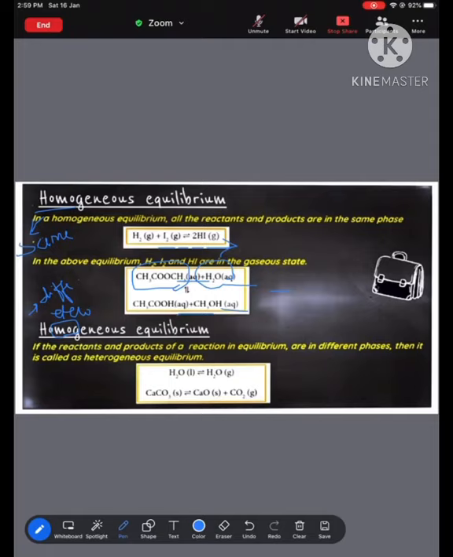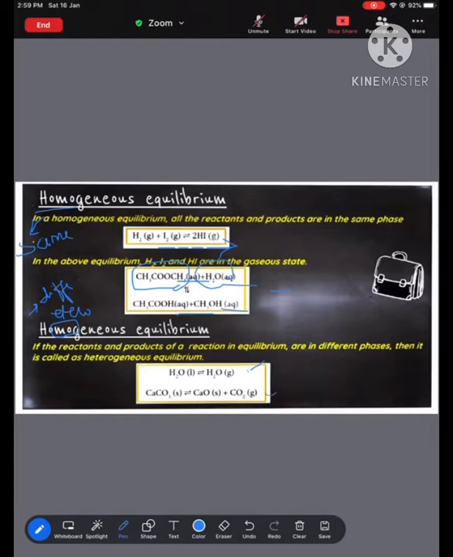Now moving on to heterogeneous equilibrium. I told you hetero means different. In homogeneous equilibrium, the reactants and products are all in the same phase. Here it is the exact opposite: the reactants and products of the reaction in equilibrium can be in different phases. In such a system, that equilibrium is called heterogeneous equilibrium. An example is water in the liquid phase, which will be in equilibrium with water in the vapor phase, the gas phase.